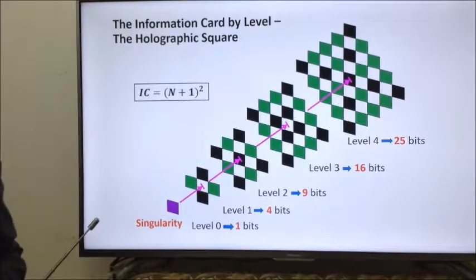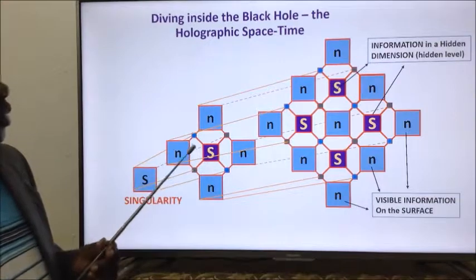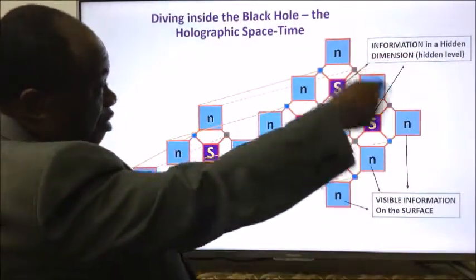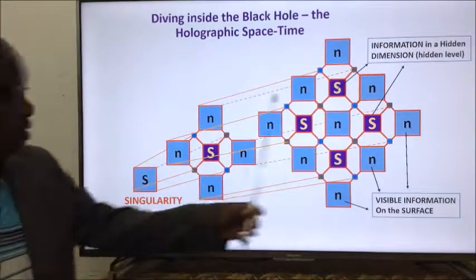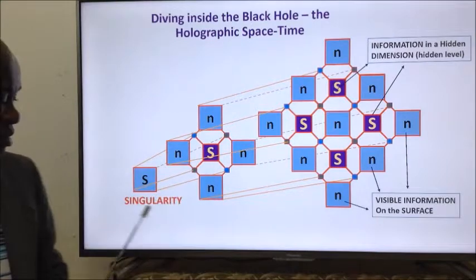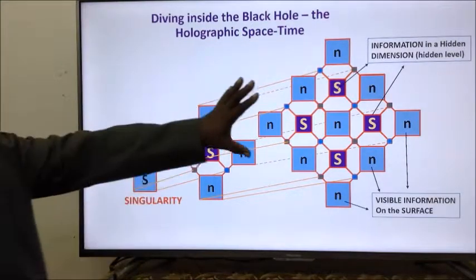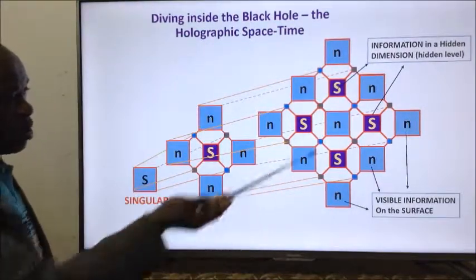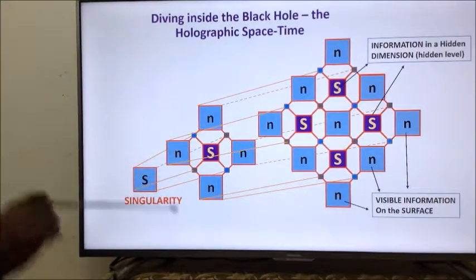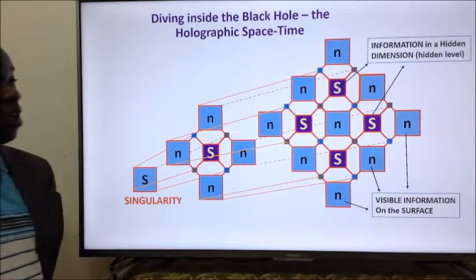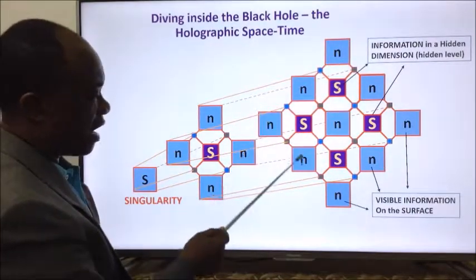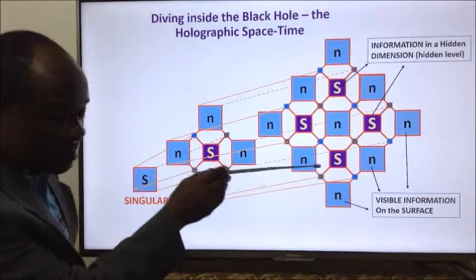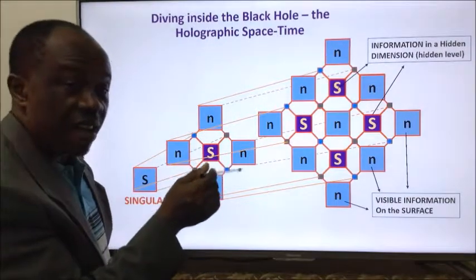So if you go, for example, diving into the black hole, first, of course, this is the information card you will meet first. Here I made only three levels, so 2 levels from the singularity, because of my space problem. But we could start just like the others. We could start with any number you want. But here we start with 9. So if you want to go diving inside the black hole, what you will see first is this, the N. These are the bits of information you will meet. But behind these bits are also other bits hidden inside.